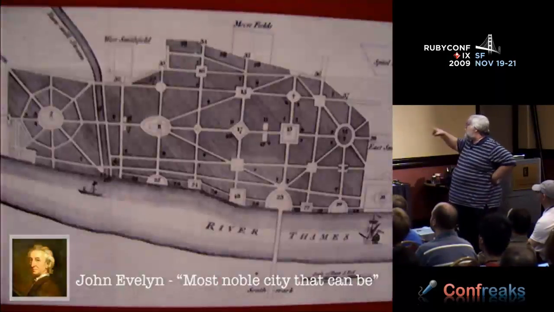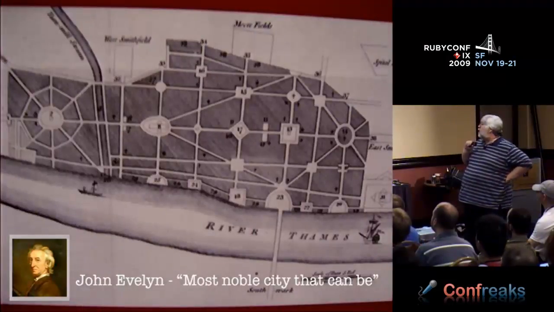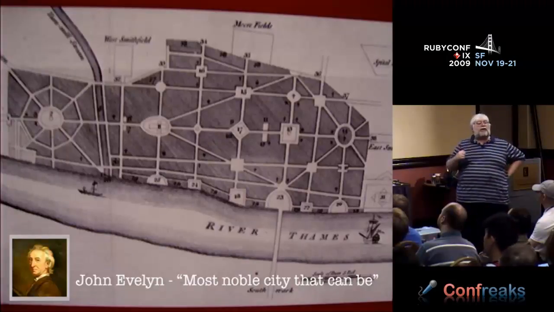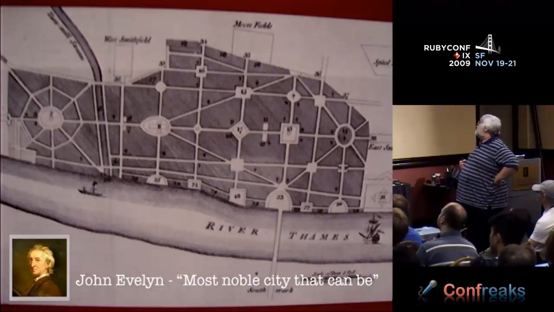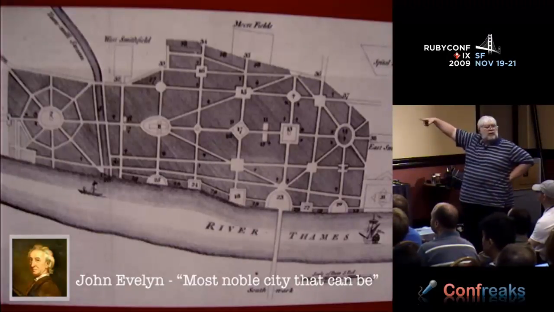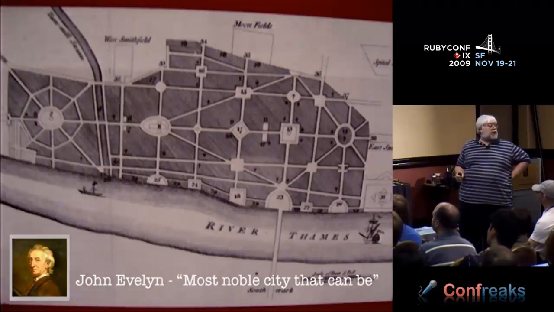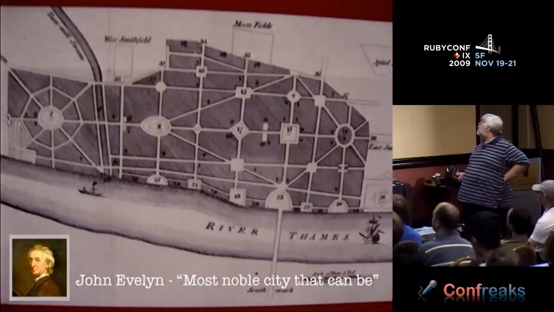Here's another design. This is by John Evelyn. He wanted to create the most noble city that can be. He wanted to rebuild London from the ashes. And a lot of angled lines, a lot like Christopher Wren's, but a little simpler, a little more symmetric. I like symmetric. That looks cool.